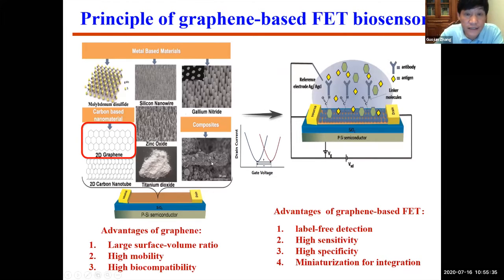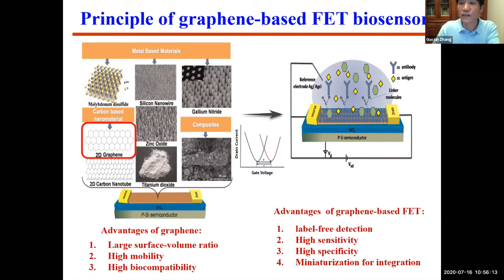Shown on the left is a category of many nanomaterials. As you can see, graphene is one of them, and we think graphene has a lot of advantages. For example, it has a large surface-to-volume ratio, the mobility is high, and the biocompatibility is also high. The right figure is a schematic diagram of an FET.